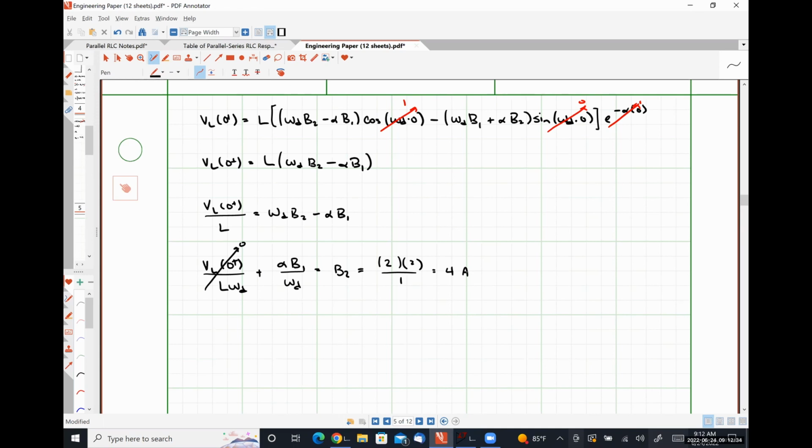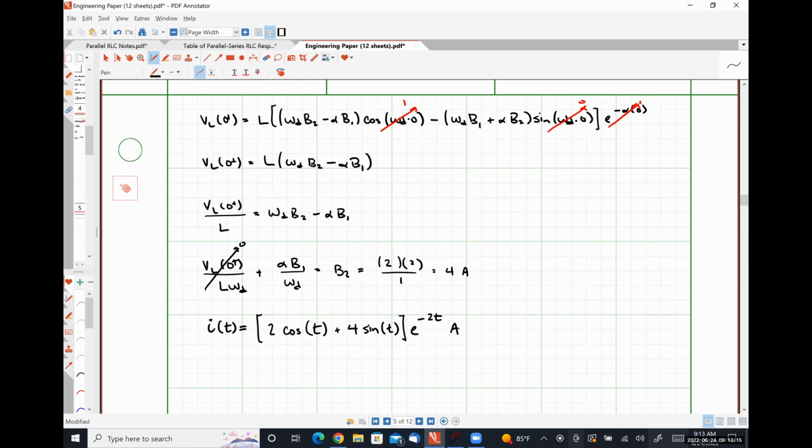So from this, I of t is going to be B1. So that's 2 cosine, omega d is 1. So 2 cosine t plus 4 sine t, e to the minus 2t amps. We recognize that I at infinity was 0.